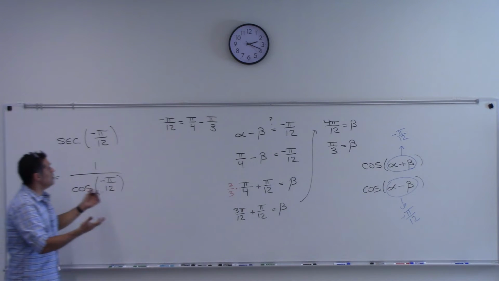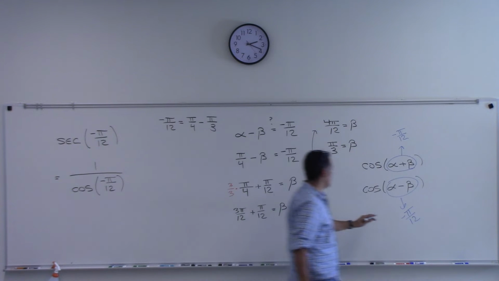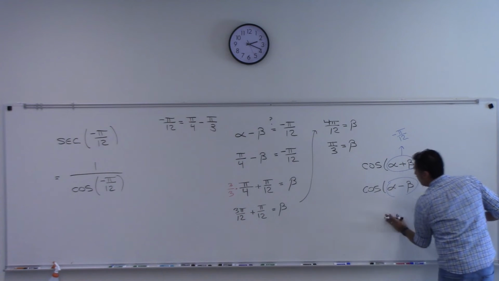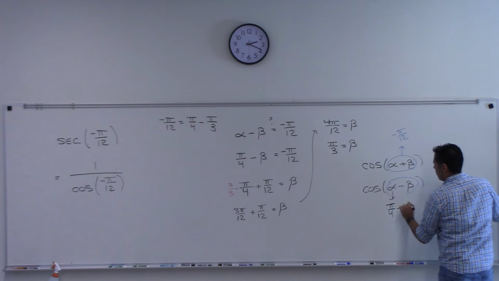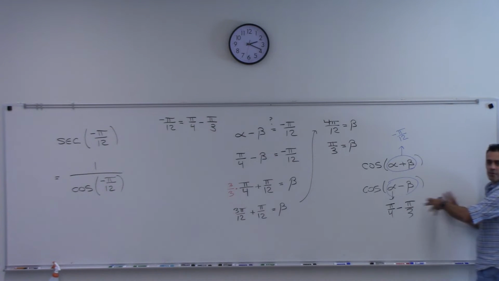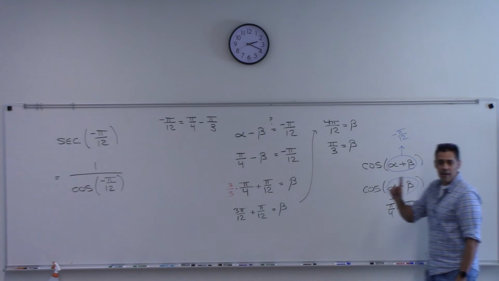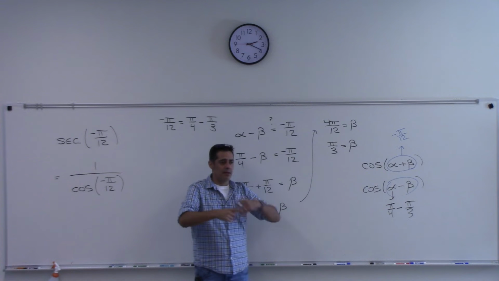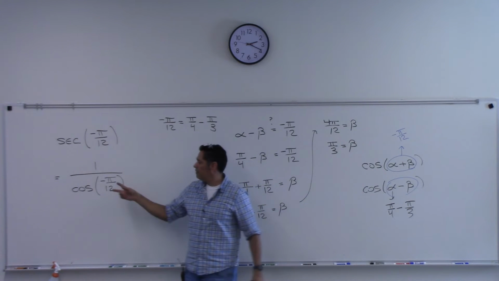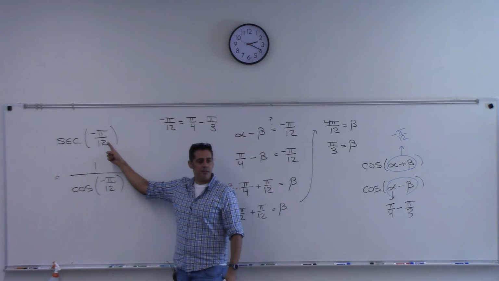All right, so now once you have this, you go to this formula right here. You replace alpha with pi over 4, replace beta with pi over 3, and then use your formula. I'm not going to go through that part. You get that answer, whatever it is, and don't forget, you have to do the reciprocal. So whatever answer you get through that, flip the fraction over, and you'll get secant.